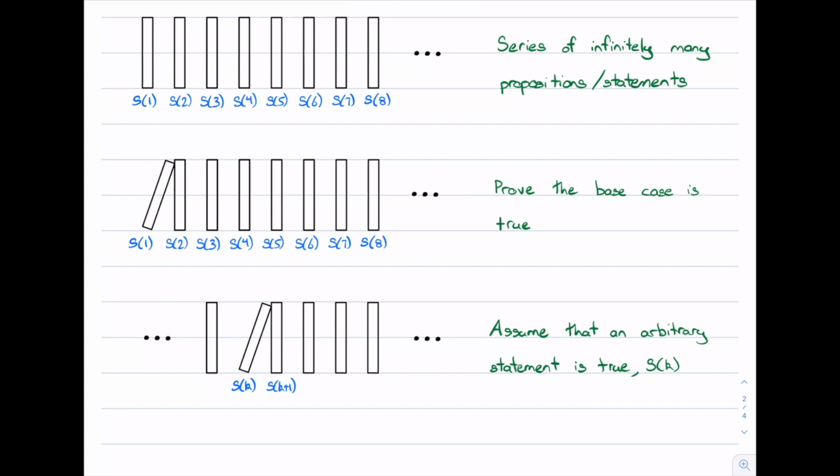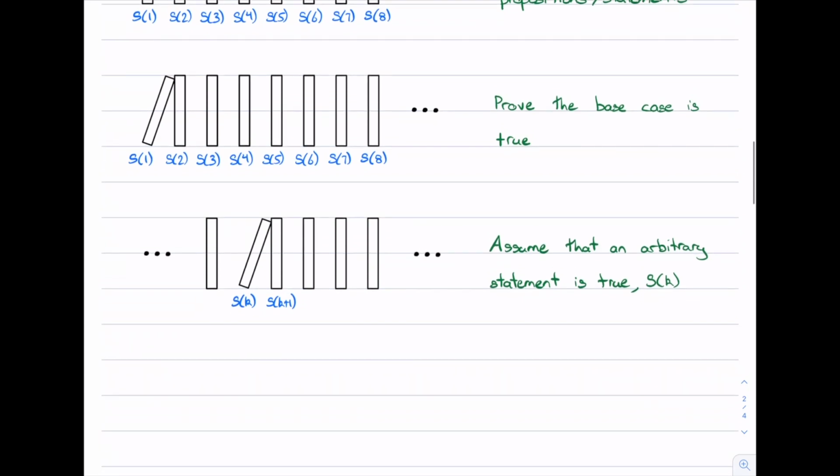So I should have also said that this notation S of 1, S of 2 just means the first statement, the second statement, the third statement, and so on. Sometimes you'll see P instead of S for proposition. I use S, that's just how I was taught. It's the same thing, doesn't make a difference. So we go through to some arbitrary point and we assume that we can knock over that domino. And what does it mean to knock over a domino? It means that that domino or that statement is true.